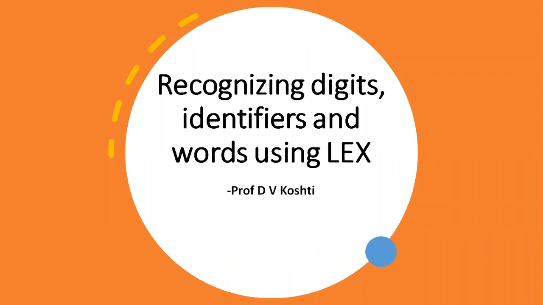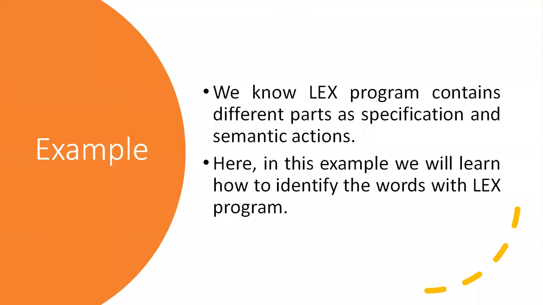So, let us start with the examples. The first example that we are going to see is how to identify a word. For this, we need to write a LEX program. As you know, a LEX program contains the parts: specification and semantic actions. So in this example, we will see how the specification is done and how the semantic actions are written.